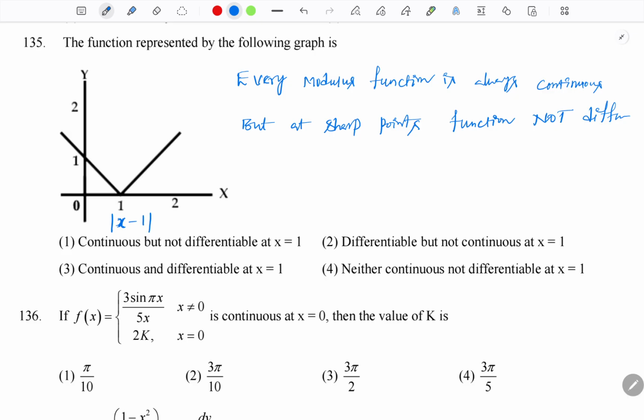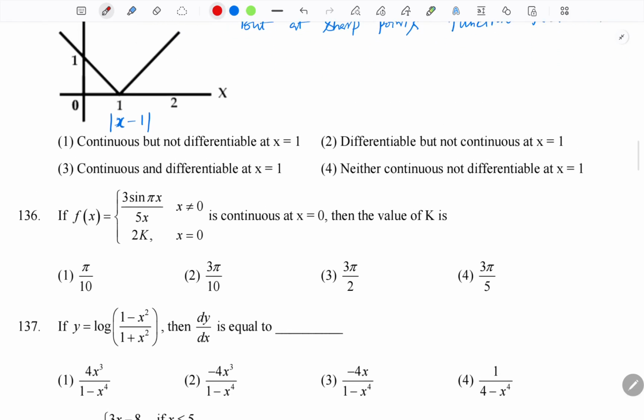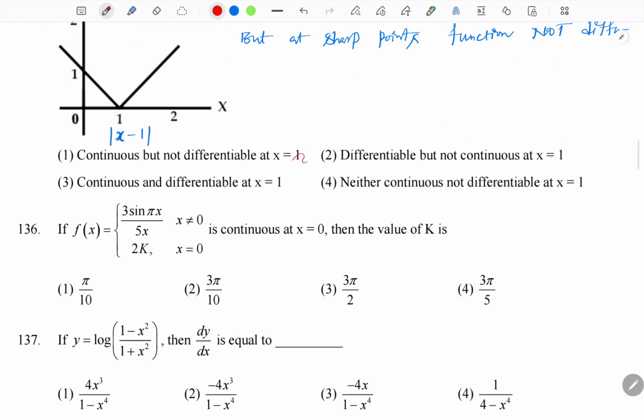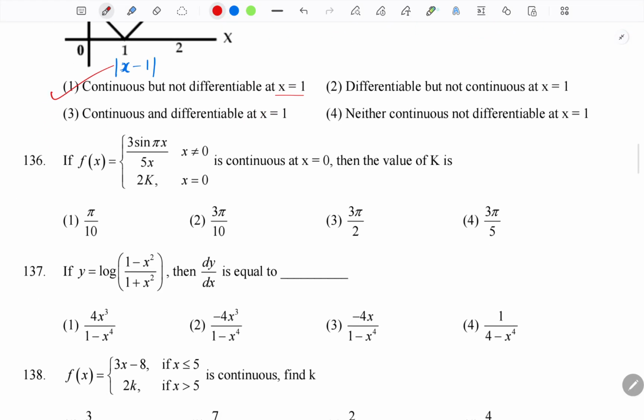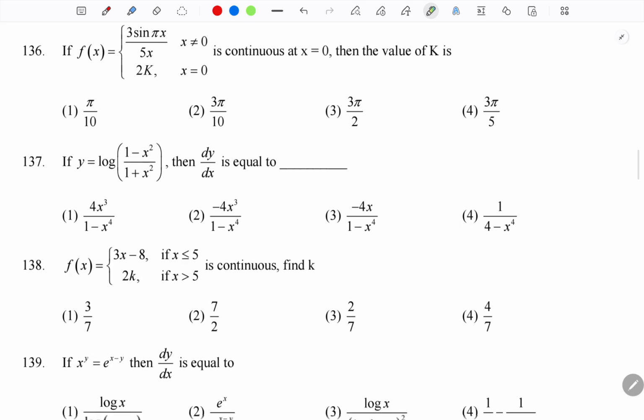Now see the options, which one is good? Continuous but not differentiable at x equal to 1, yes, x equal to 1 is the sharp point. So which one is correct? Option 1 only, right? Remaining, they are saying in option 3 it's differentiable. At a sharp point it's not differentiable. Next one, again it's a continuous function, right?